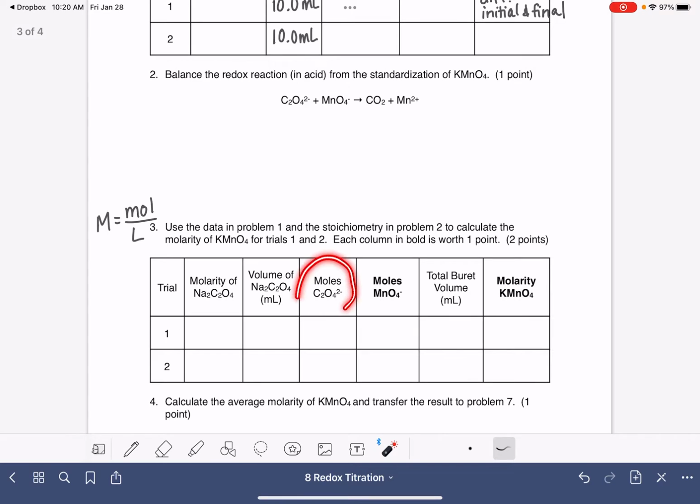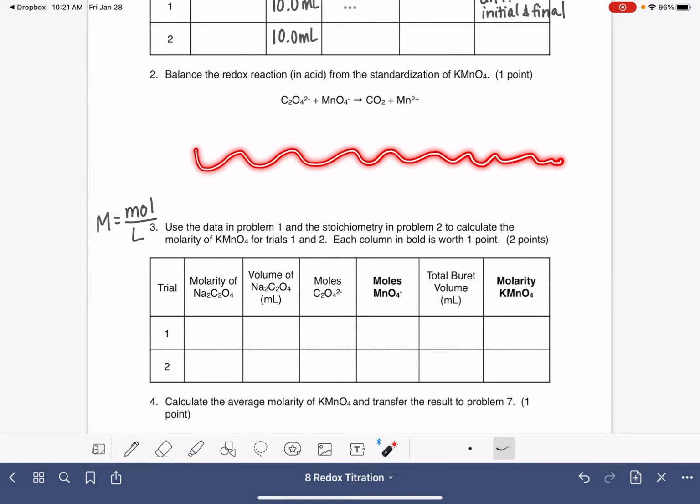Once you have calculated the moles of C2O4 2-, you are then going to do a mole-to-mole conversion, converting into moles of MnO4-. And you're going to do that using the stoichiometric coefficients from the balanced equation that you write in problem number 2. So you're going to need to have that equation balanced so that it will give you the stoichiometric coefficients between C2O4 2- and MnO4-, and then you'll do a mole-to-mole conversion.